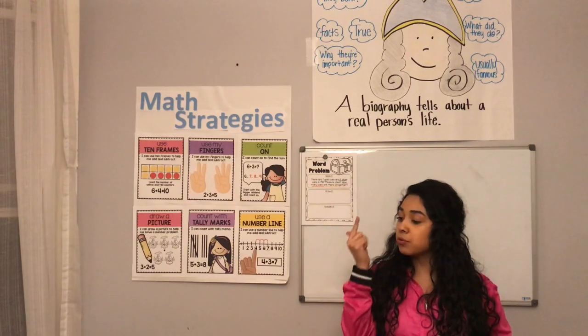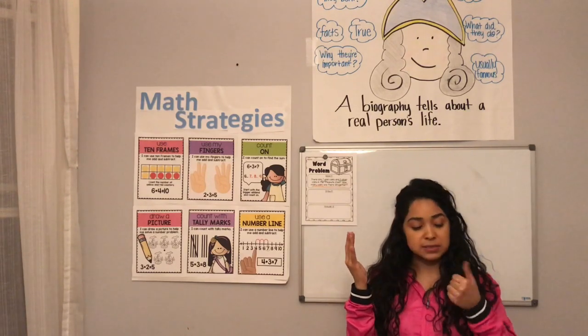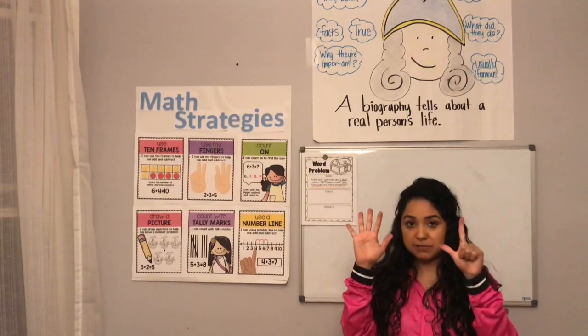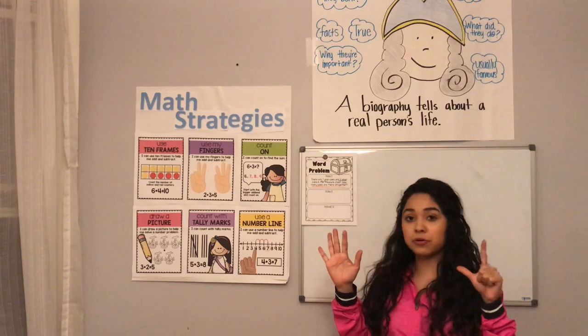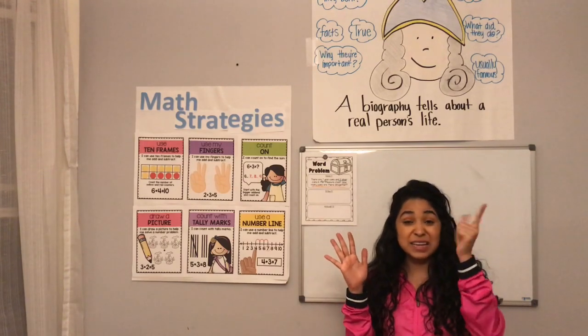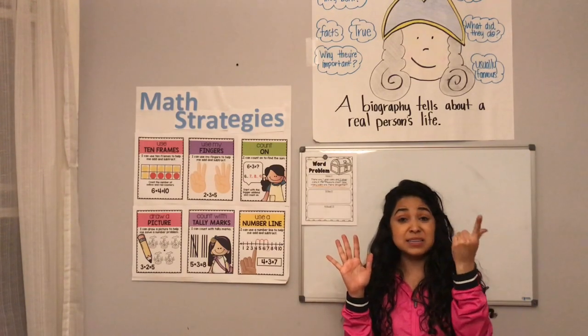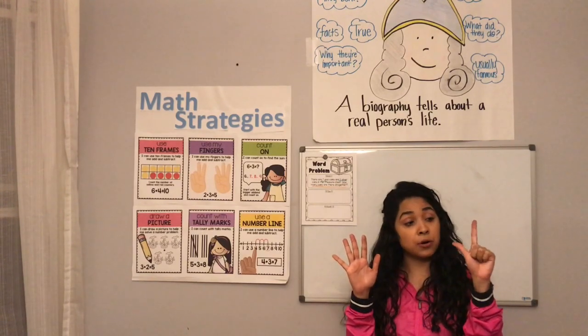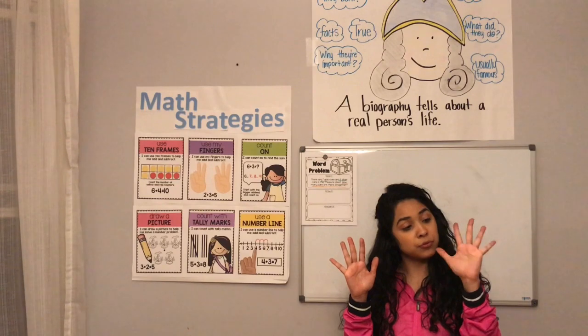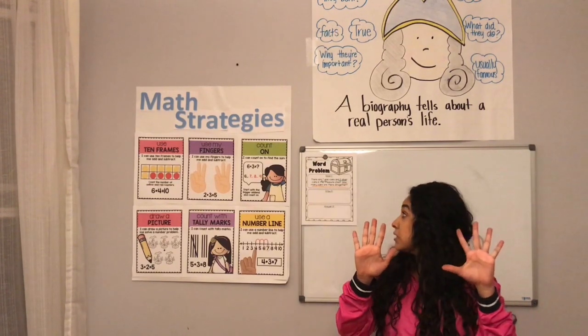1, 2, 3, 4, 5, 6, 7. Okay, so I have 7. And then it says, and 3 silver coins in the treasure chest. So if I look, I still have room on my hand. I can still use these fingers that were put down. So I need to bring up 3 more. 1, 2, 3. So this is the strategy of using my fingers.